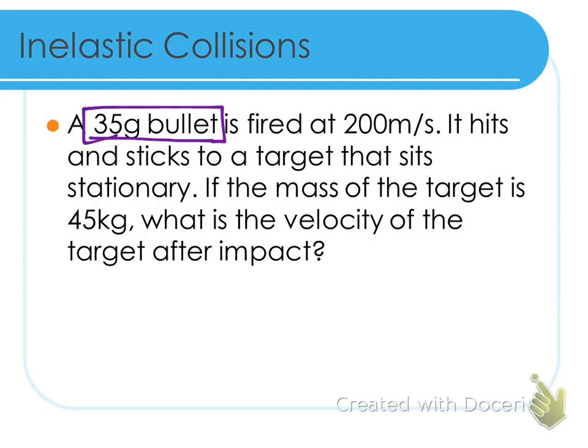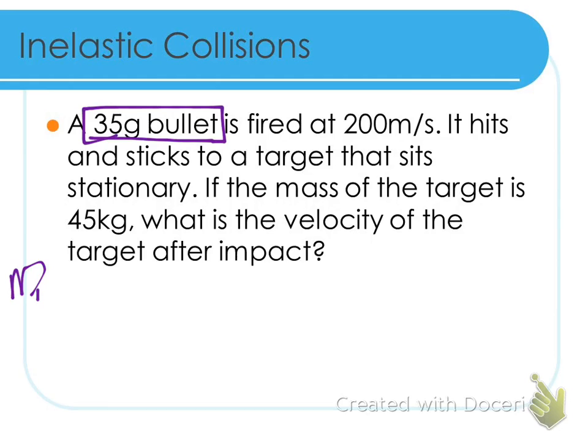35-gram bullets fired at 200 meters per second. It hits and sticks to a target that sits stationary. The mass of the target's 45 kilograms. What's the velocity of the target after impact? So essentially, when this bullet hits its target, it might scoot the target just a little bit, right? It might move that target, keep it going just a little bit, but it's going to stick in it. So if you think about a block of wood or something that you're using for a target, your bullet fires and hits that target, and it might move with that bullet just a little bit. It's not going to bounce in the other direction. It's going to keep moving in the same direction as that bullet. Okay, hopefully we can visualize what's happening here.